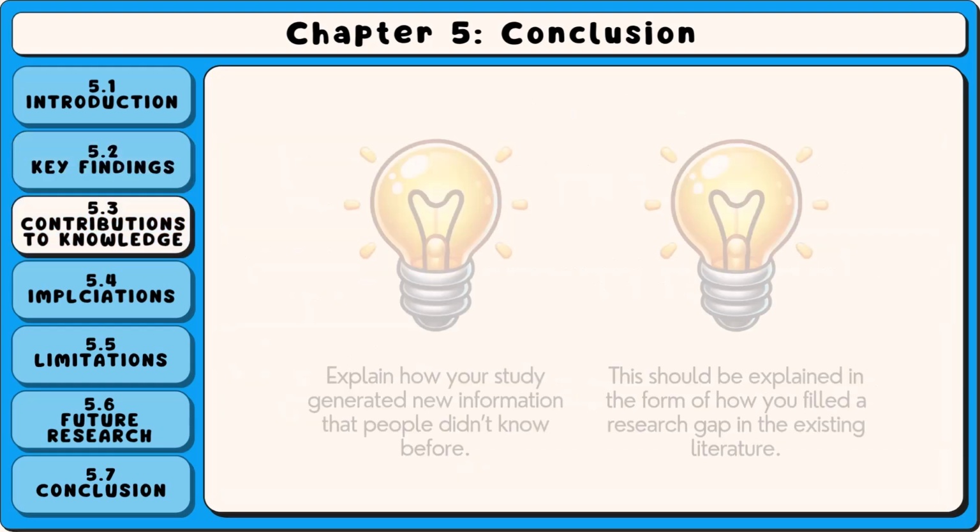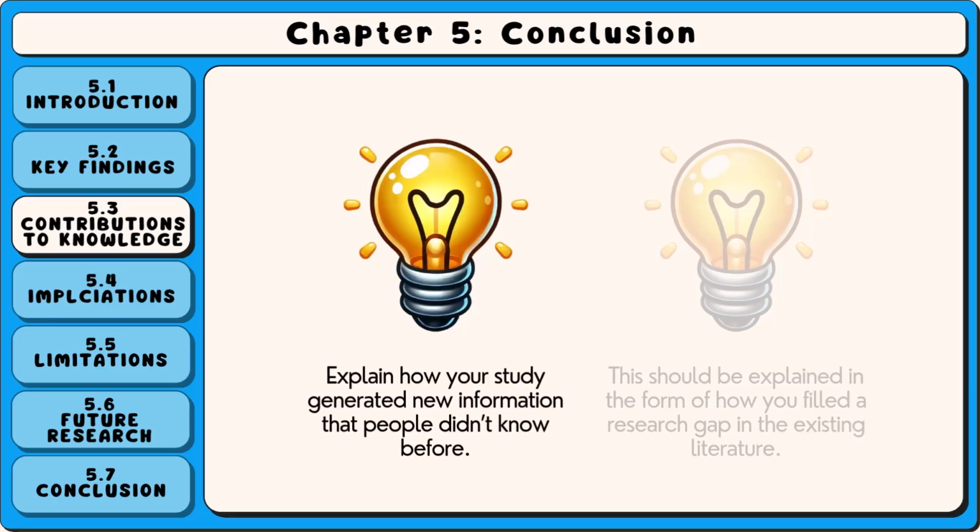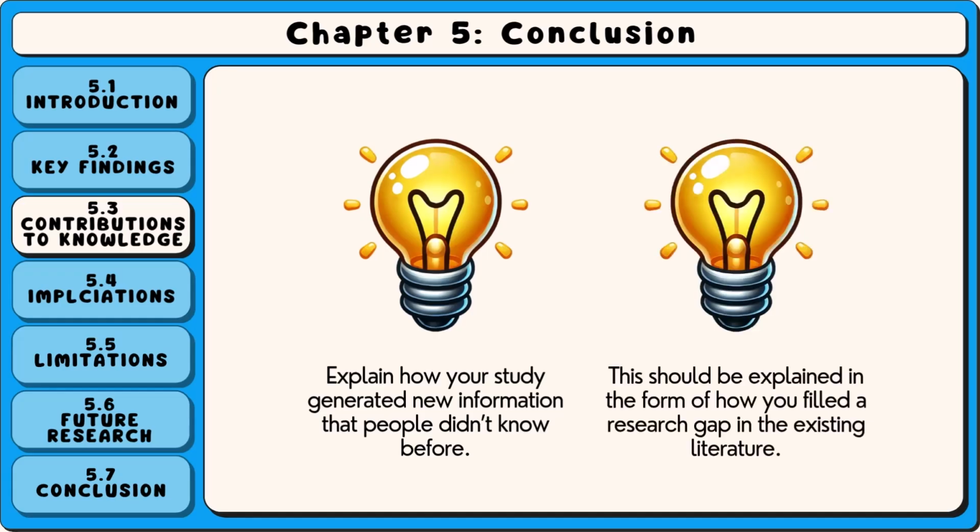Section 5.3 outlines how your study made contributions to academic knowledge. For this section, you will need to explain how your study generated new information that people didn't know before. In other words, what was the research gap that you aimed to fill, and did you fill it in order to add to the existing body of literature?